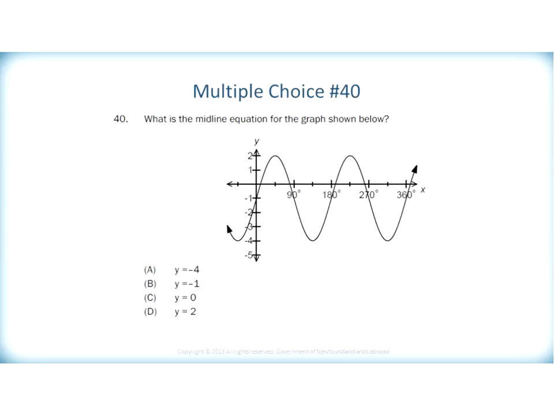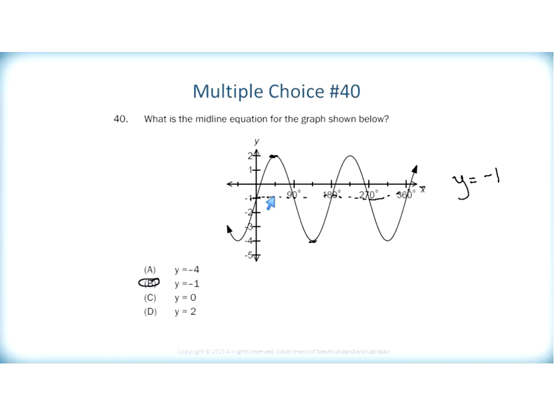So our first multiple choice is number 40. What is the midline equation for the graph shown below? And the midline is halfway between the max and the min, which in this case is between 4 and 2, would be up 3, 1, 2, 3. So our midline would be right here at y equals -1.